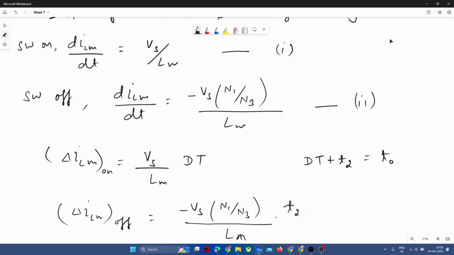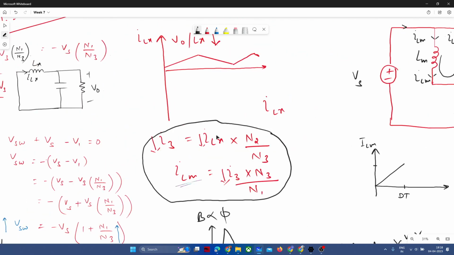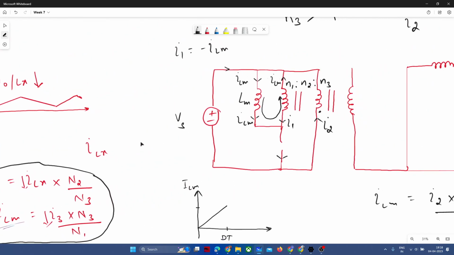See, from this circuit here, when the switch is off, the voltage here is nothing but minus Vs, right? Sorry, minus Vs. This voltage is getting induced to the N1, right? With the turns ratio of N1 by N3. You understood?